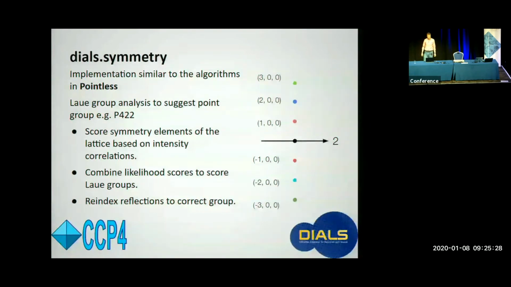So the implementation in dials.symmetry is very similar to pointless. We're doing basically correlation coefficients between reflections that are related by symmetry elements of the proposed group. We score these based on the intensity correlations, combine the likelihood scores, and finally re-index the reflections. So that's what we know that pointless does. We now do that in dials.symmetry.